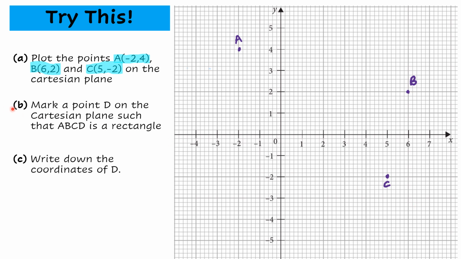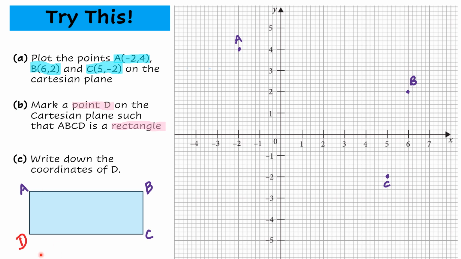Now part B requires us to mark a point D on the Cartesian plane such that ABCD is a rectangle. Now let's revise what a rectangle is. A rectangle basically looks like this. So which means I have points A, B, and C. Now where do you think is point D? Obviously it is over here at this point, isn't it? So if I transfer this diagram over to this Cartesian plane, where do you think is my point D? So estimate. We know that point D will be somewhere over here. So let's see how we can actually identify the exact position of this point D.